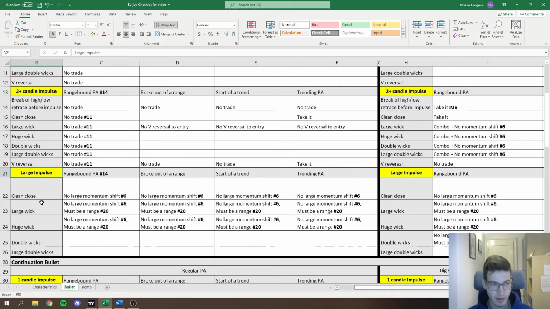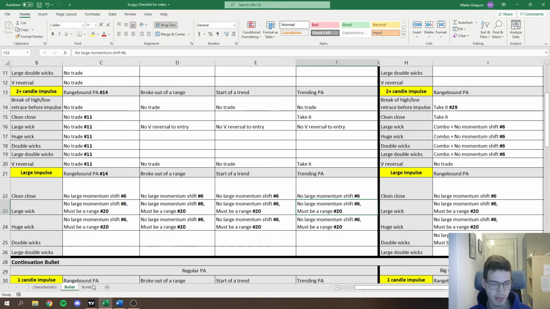And there is a large wick on the end of this large impulse. And we are trending. Let's say the overall price action is trending. Then I take a look at what I have under trending price action and large wick. I have that there must be no large momentum shift and that there must be a range.